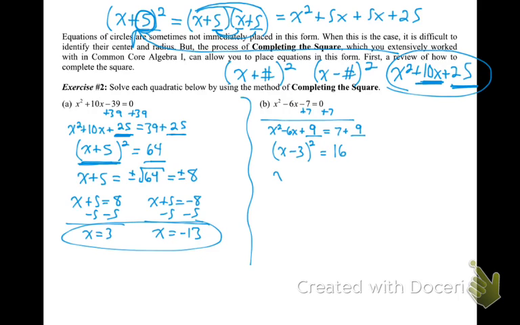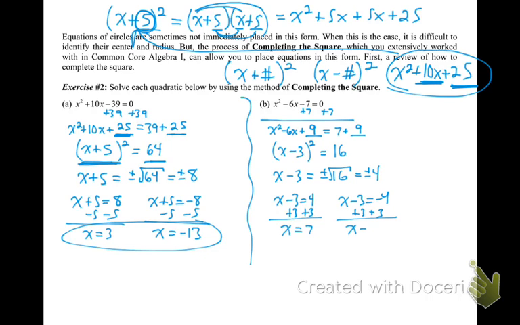Take the square root of both sides. Don't forget the plus or minus. X minus 3 is equal to plus or minus radical 16, which is plus or minus 4. So x minus 3 is positive 4, or x minus 3 is equal to negative 4. Solving this further, x is going to be 7, or x is going to be negative 1. Those are my two solutions.